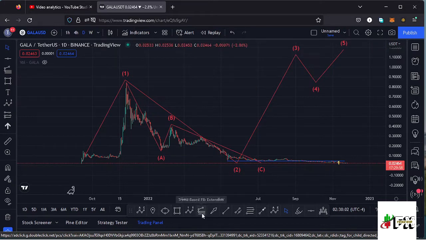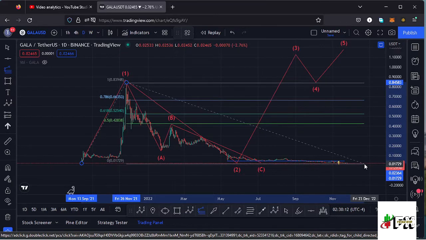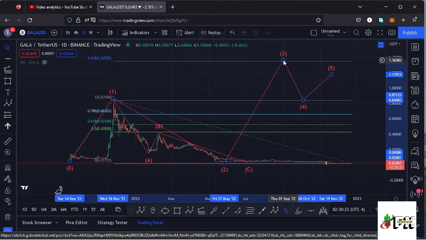So using a trend-based Fibonacci, we can connect the Fibonacci from the low of the first wave down there to the high of that wave 1, then drag the fibs to the low of the second wave, and that gives me a minimum target area to the upper side at the fib level 1.618, which perfectly lies at around the $1.34 mark, and that is the minimum that I would expect Gala Games to do in the next bull market once we see that reversal to the upper side.